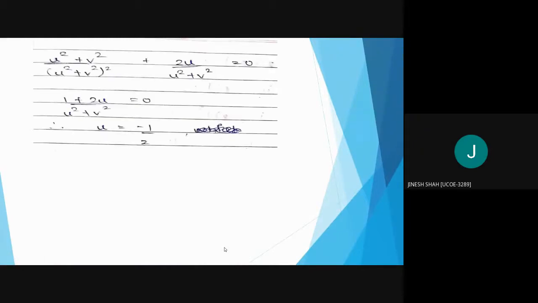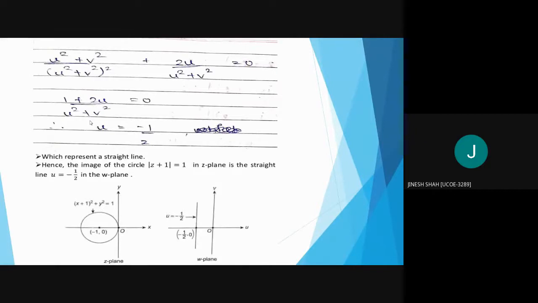On substituting the value of x and y in the equation, we get (u/(u²+v²))² + 2·(u/(u²+v²)) + (−v/(u²+v²))² = 0. So therefore, (u²+v²)/(u²+v²)² + 2u/(u²+v²) = 0. So therefore 1 + 2u/(u²+v²) = 0. So therefore 1 + 2u, the value of u is −1/2.